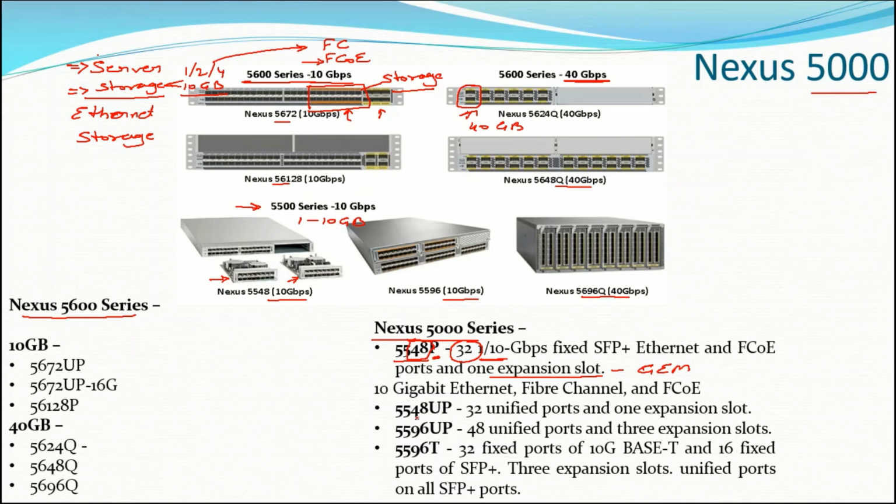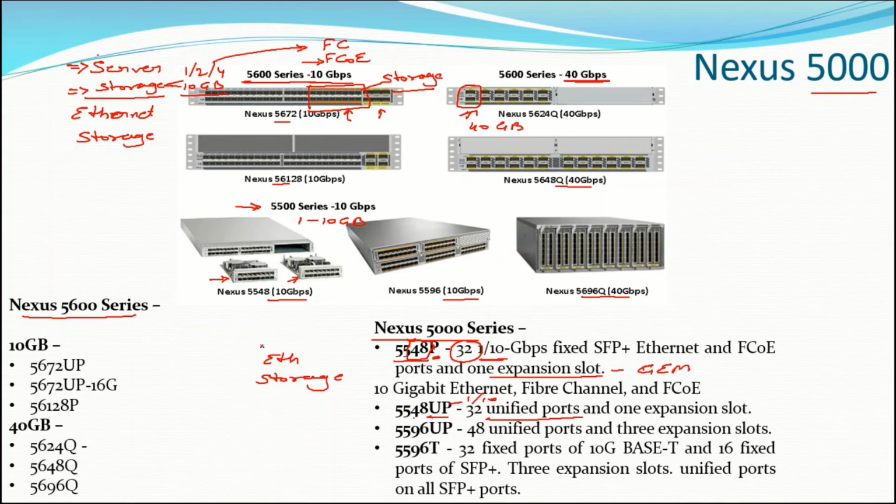The next switch they have brought is the 5548UP. We know P is speed 1 to 10 Gbps, but this U means it's a unified port. Unified means that we can use this interface either for Ethernet or for storage. Any method, any technology, we can use for those interfaces.